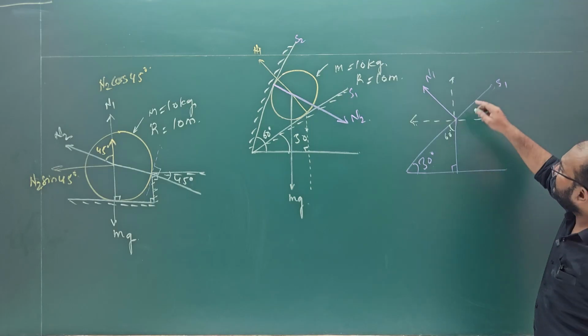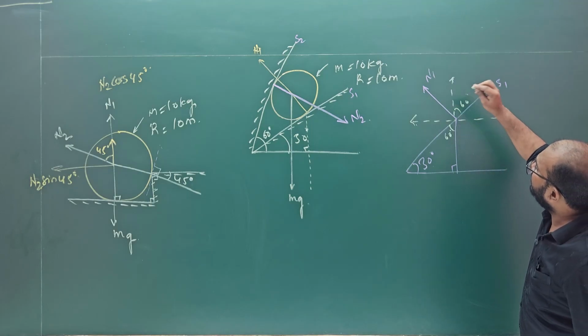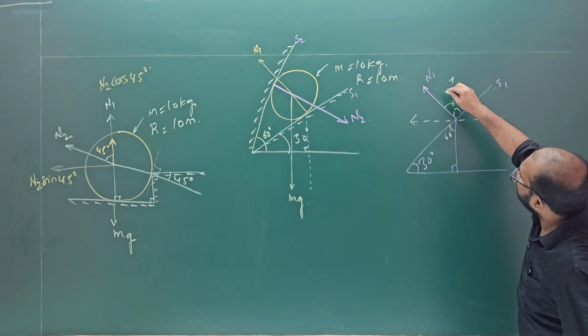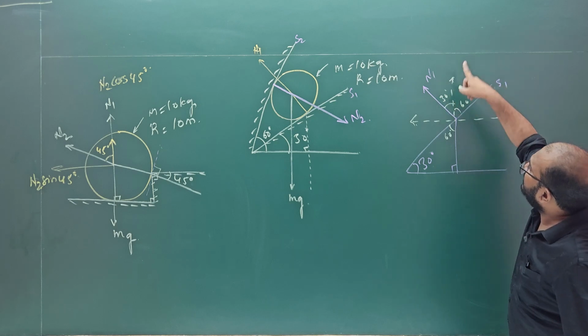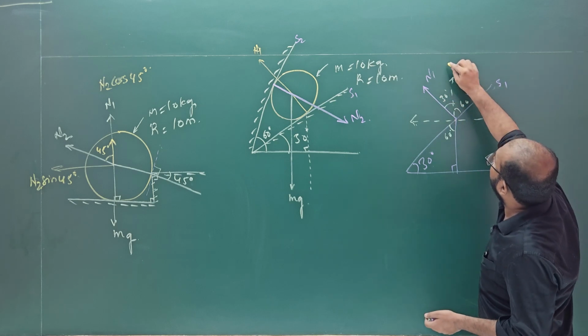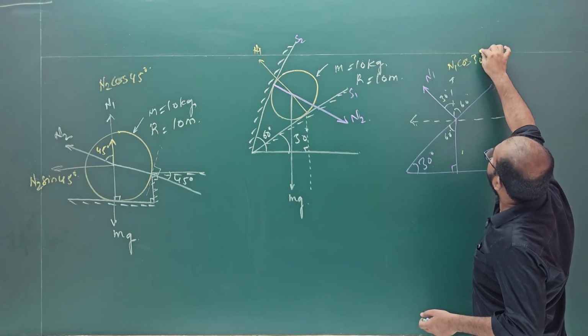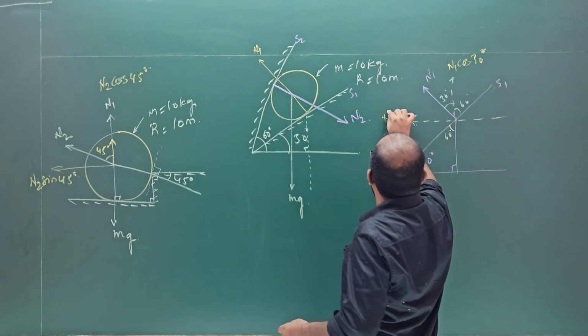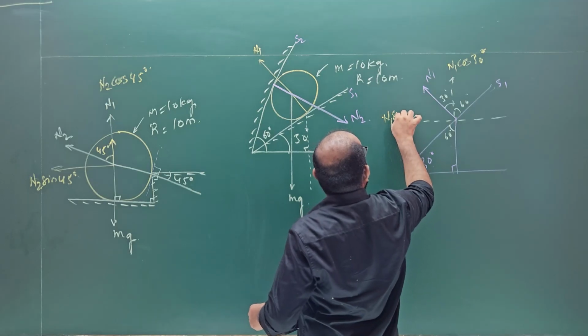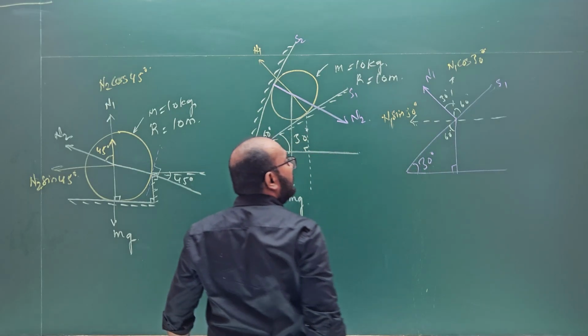Yes, if this is 60, obviously this also becomes 60 degree. This whole angle is 90 degree, then this becomes 30 degree. Then can I say in the upward direction you will be finding N1 cos of 30 degree, and this one is N1 sine of 30 degree.